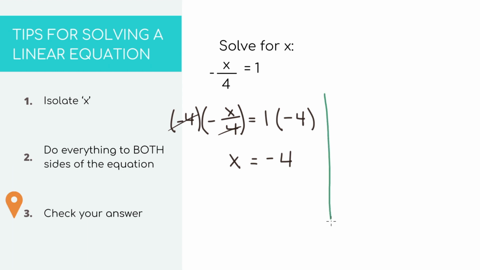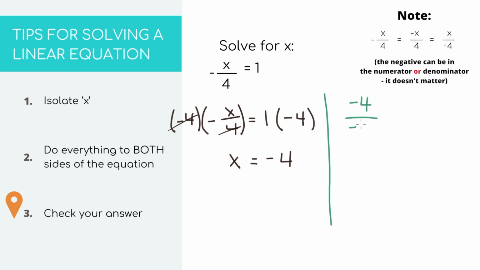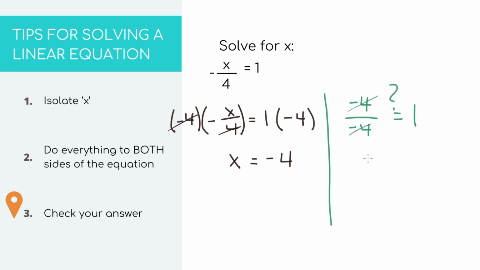And when we check our answer, we need to plug in this negative 4 value as x in our original equation. So now we have -4 divided by -4 equals 1. And 1 equals 1, so we have the right answer.